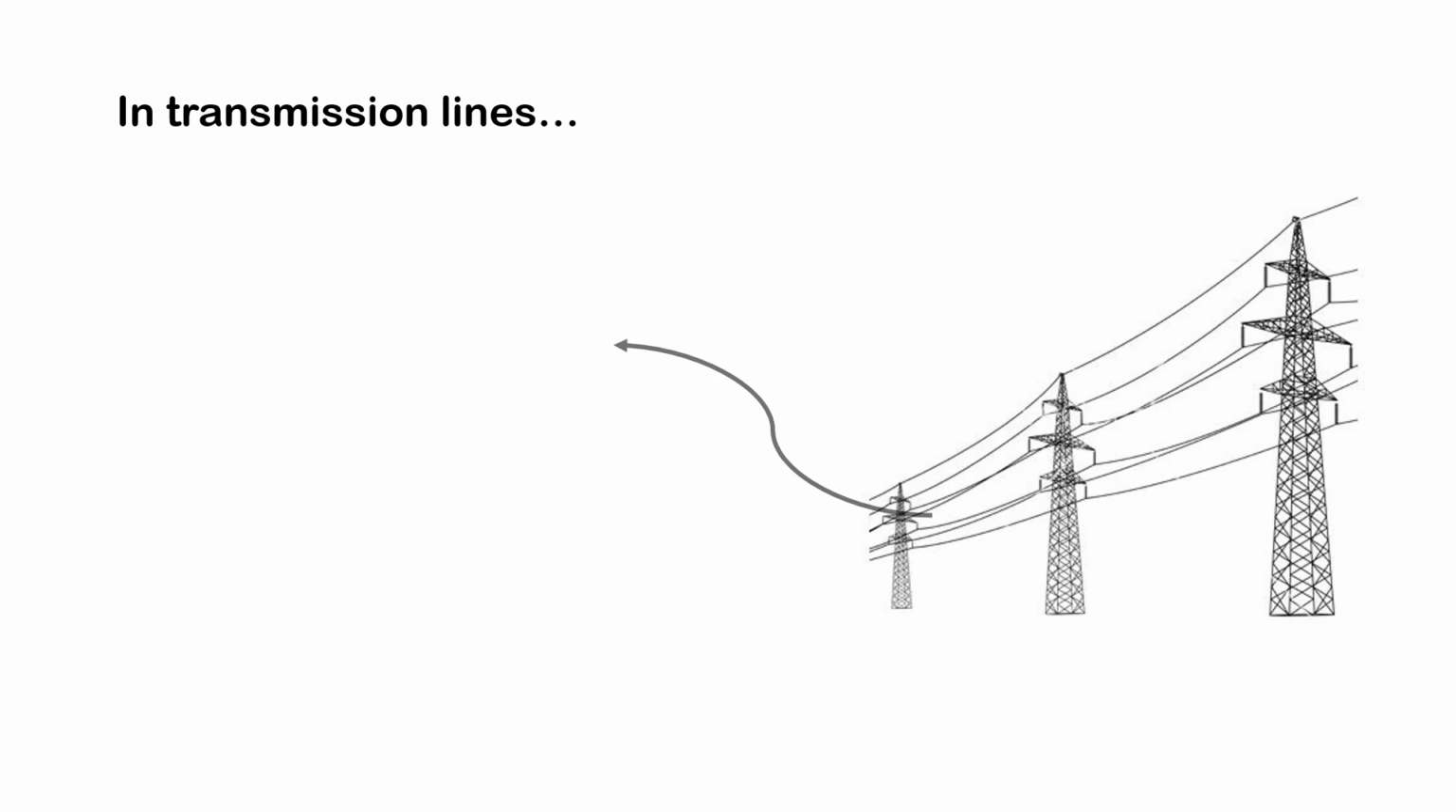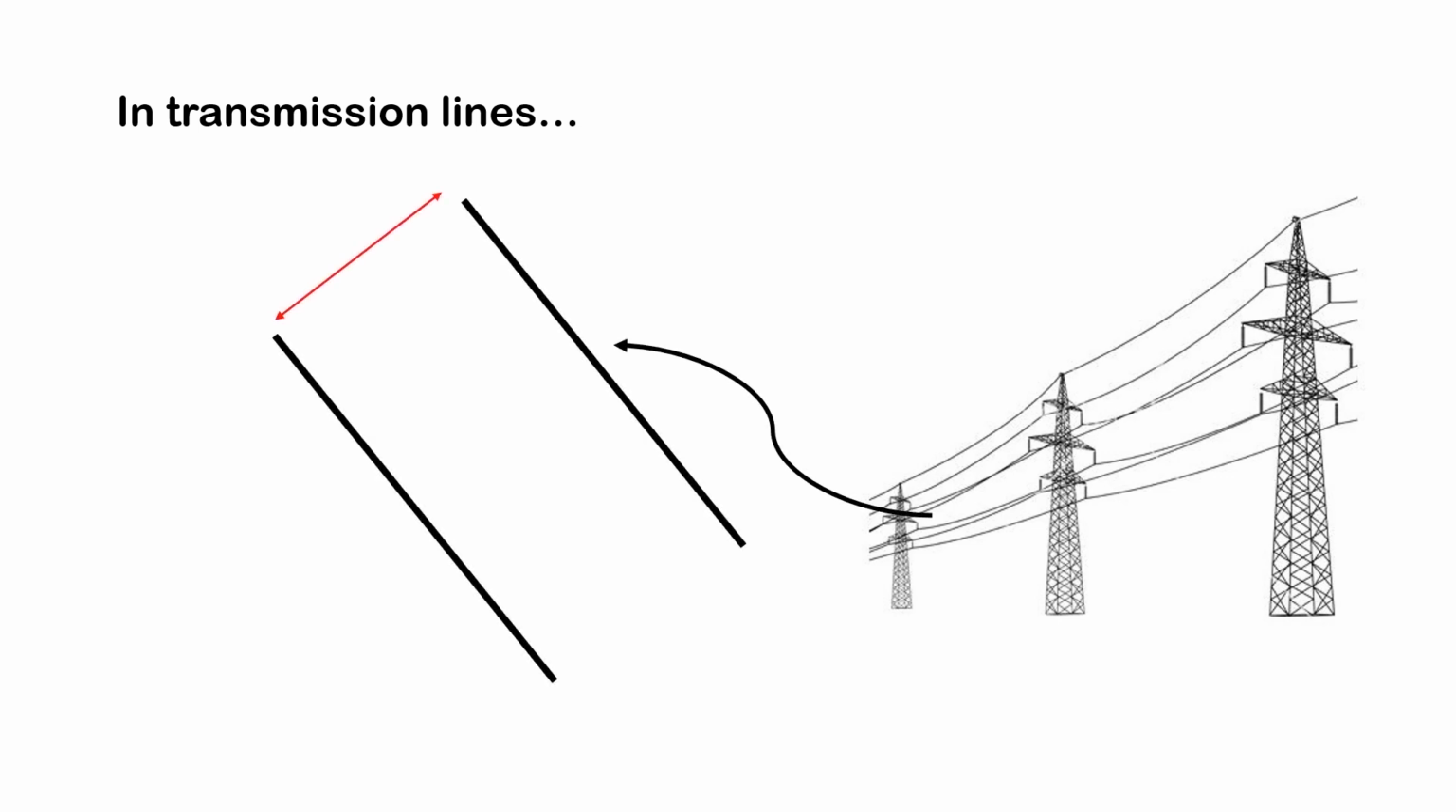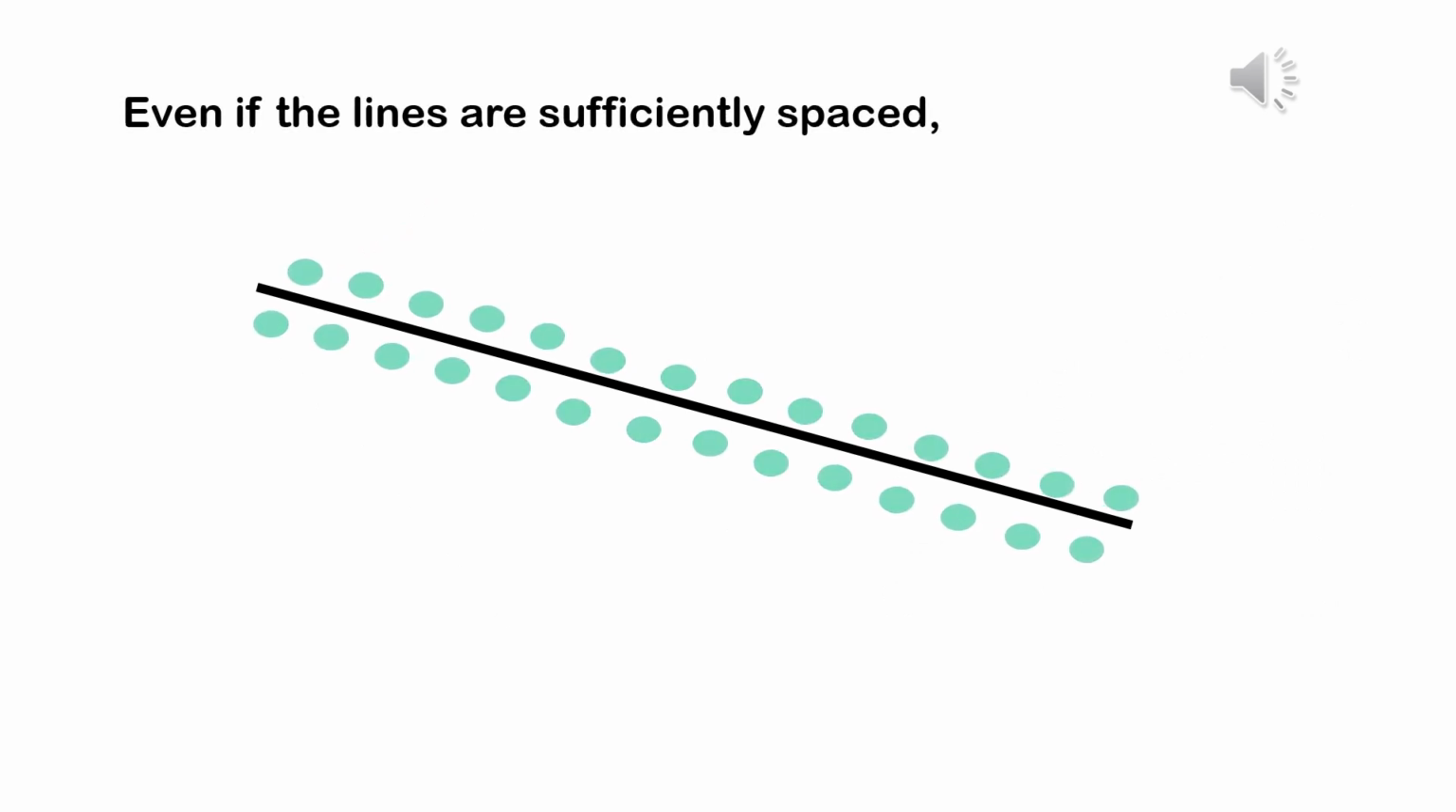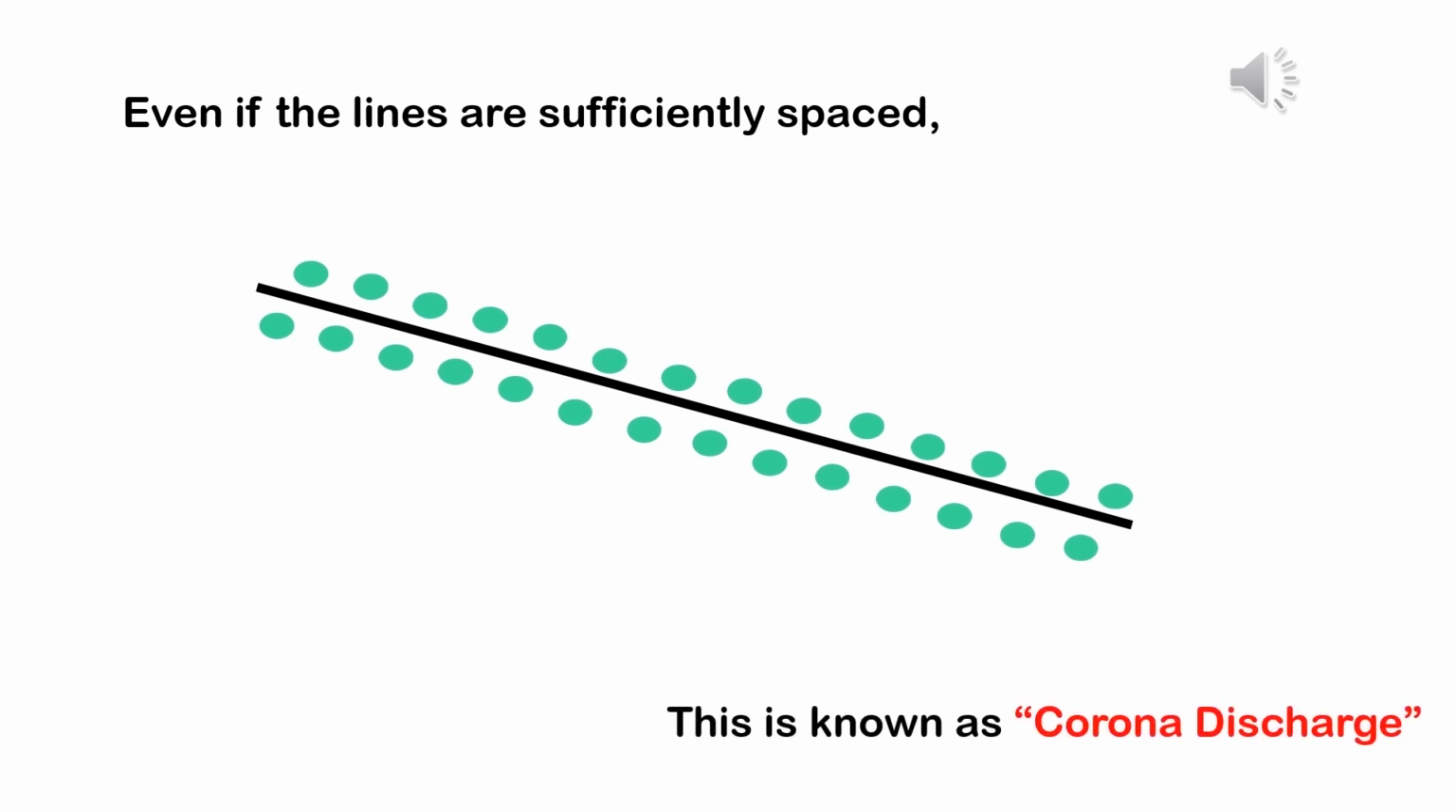To avoid this, conductors in transmission lines are separated by a sufficient distance. However, the air around each conductor will still be ionized because of the high voltage levels, which result in high field intensity. This ionization is corona discharge.